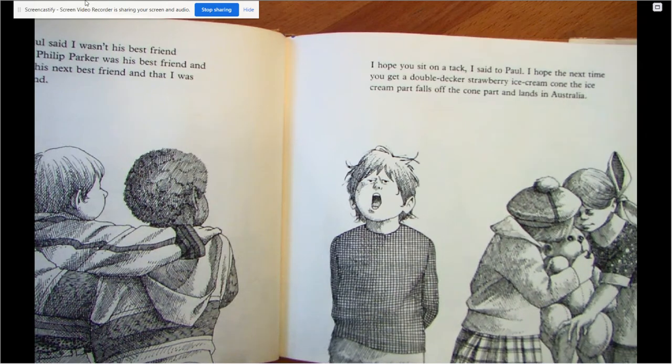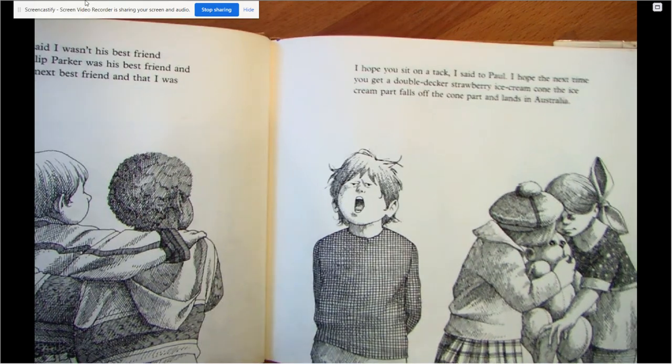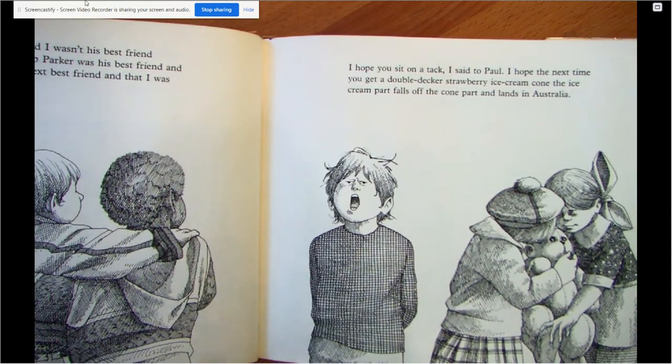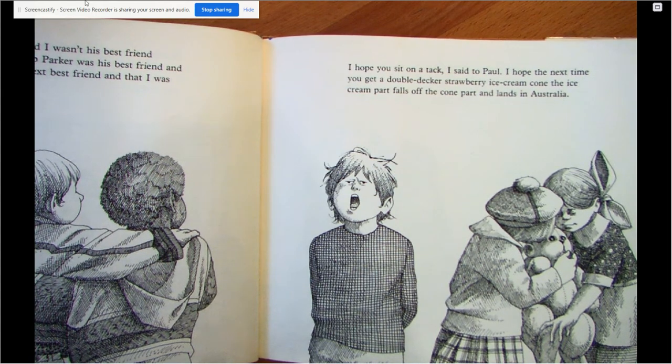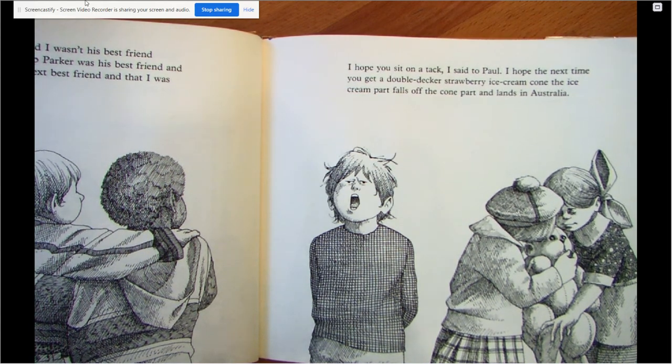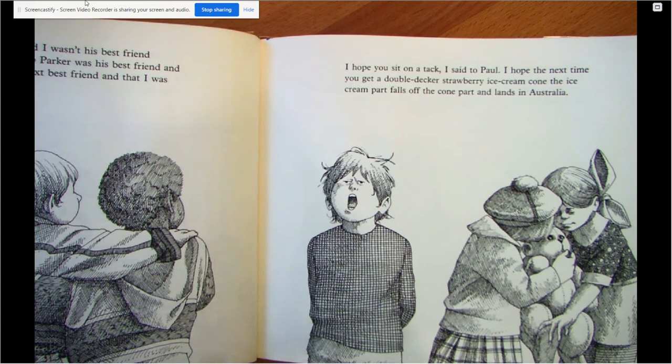I hope you sit on a tack, I said to Paul. I hope the next time you get a double-decker strawberry ice cream cone, the ice cream part falls off the cone part and lands in Australia.